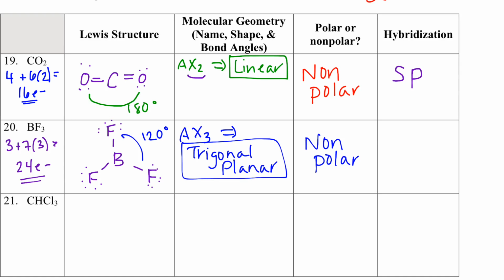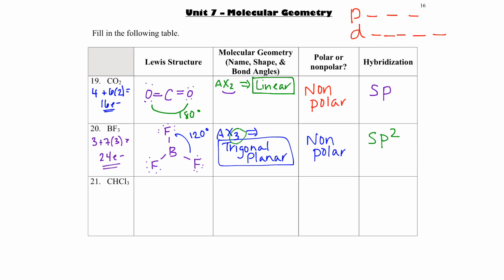And then for our hybridization, there were 3 total attachments, right? So we need 3 total orbitals. So we'll have the 1 s orbital, and then we'll include 2 p's. That could have gone as high as 3 for the exponent on the p, but we only needed 2.